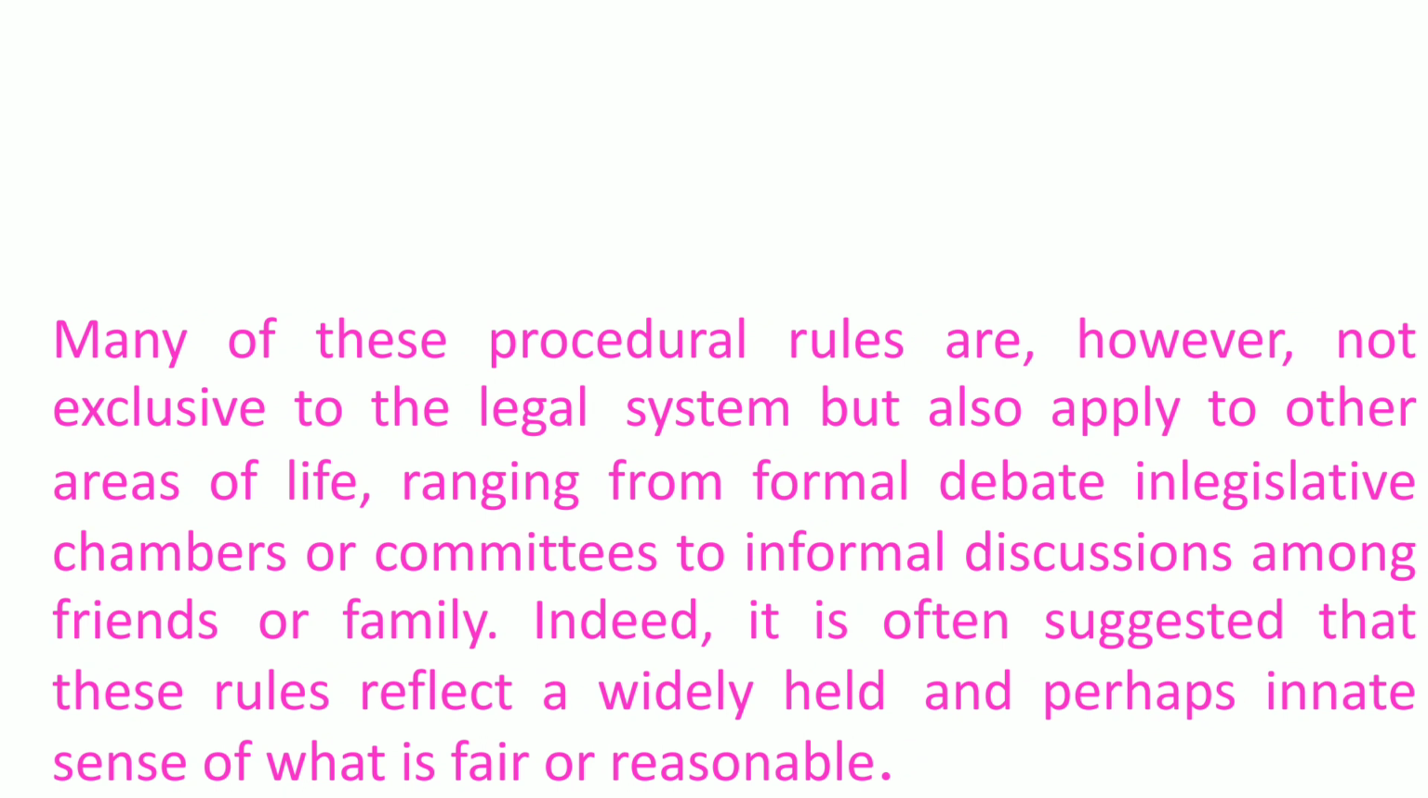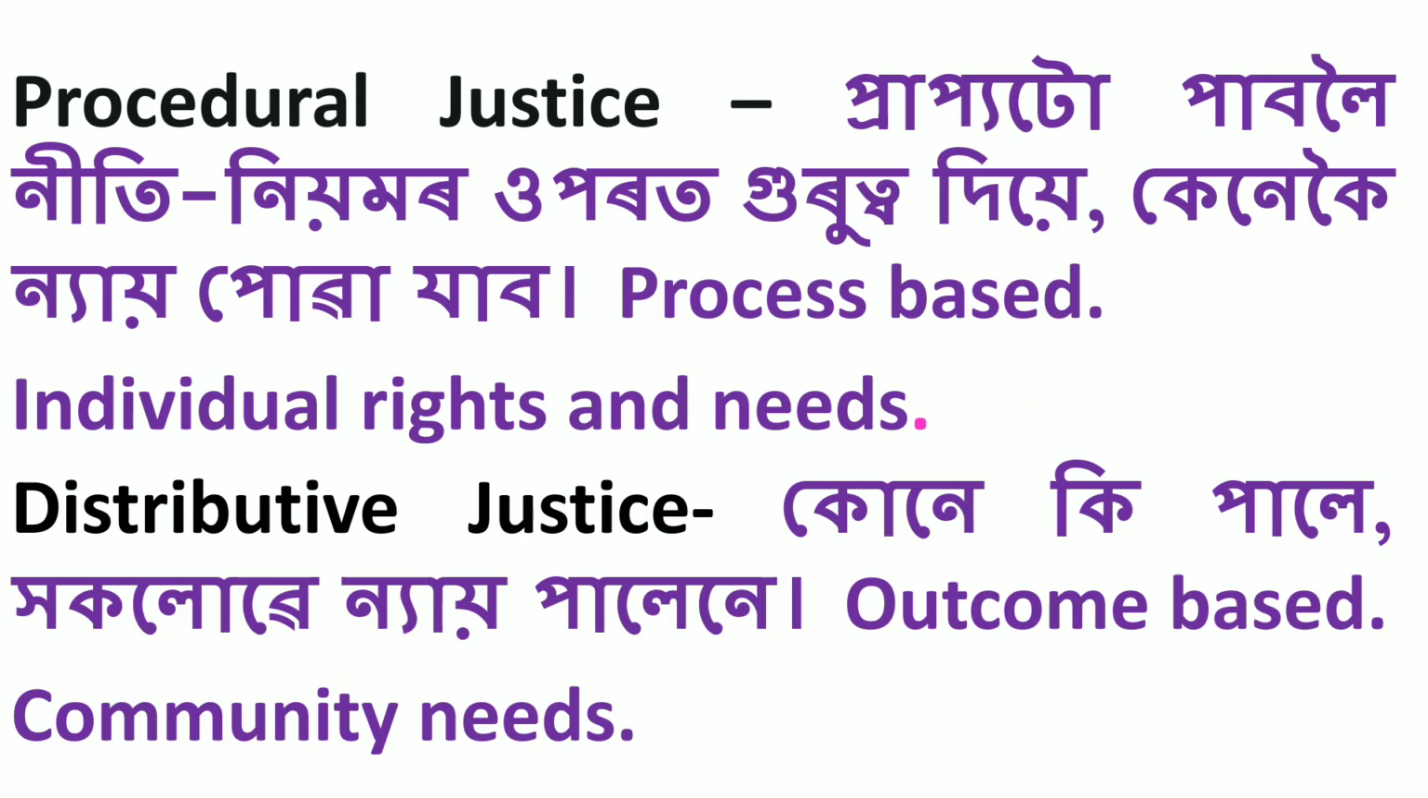Indeed, it is often suggested that these rules reflect a widely held and perhaps innate sense of what is fair or reasonable. So, in short, we can say that procedural justice emphasizes rules and regulations, it emphasizes the process itself, and it also emphasizes the protection of individual rights and needs, which is a little bit opposite to the concept of distributive justice. In distributive justice, the emphasis is often on who gets the justice, and it is always outcome based, and it always tries to protect the community's needs or interests rather than individual needs or interests. So in our next class, we will discuss the concept of distributive justice in detail, and we will find out the differences between procedural justice and distributive justice in a better manner.